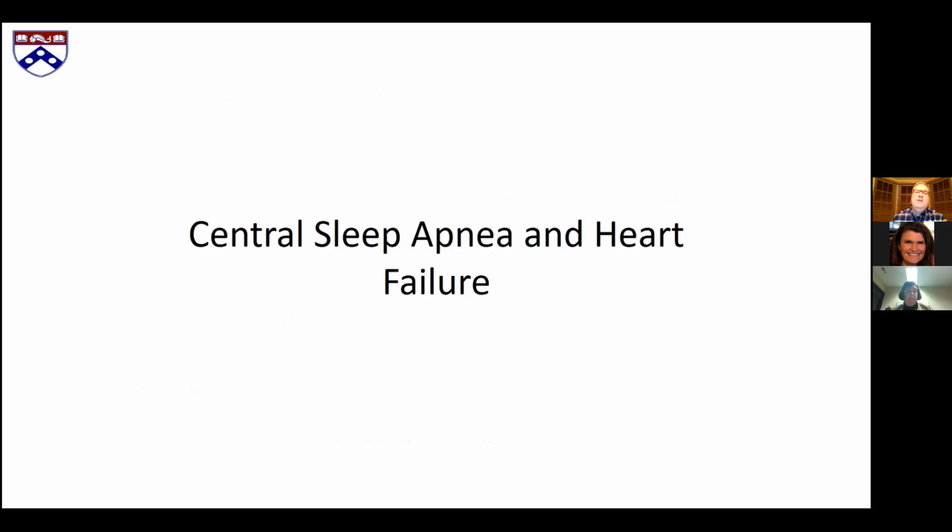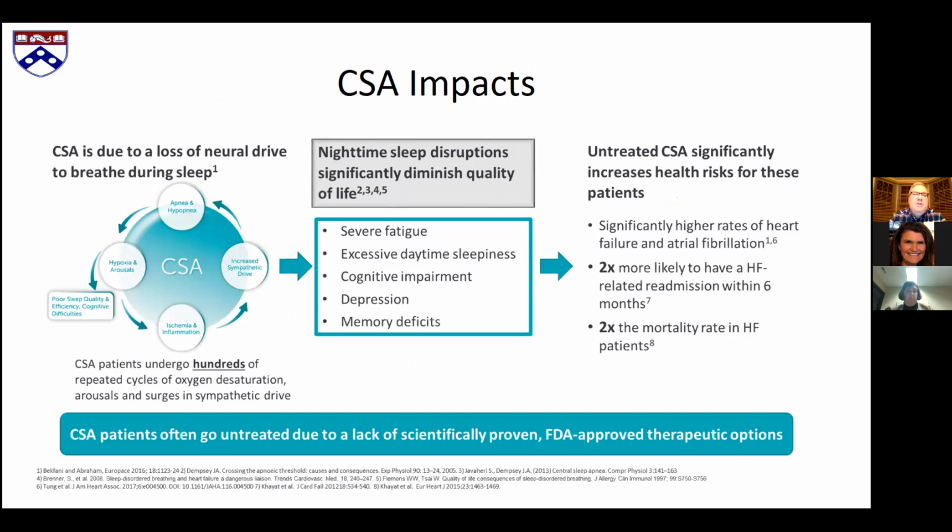So now, can we connect central sleep apnea and heart failure? Well, we know that central sleep apnea is due to a loss of neural drive to breathe during sleep. And throughout the night, patients will have hundreds of repeated cycles of oxygen desaturations and surges in the sympathetic tone. And this really disrupts the quality of sleep and the quality of life. So patients end up fatigued because they're not sleeping well. They end up with cognitive impairment, depression, and memory deficits. And we know that those really translate into clinical outcomes. So they're twice as likely to have a heart failure related readmission within 6 months, something that got the attention of my hospital. And their mortality rate is actually much higher if you have heart failure and central sleep apnea.